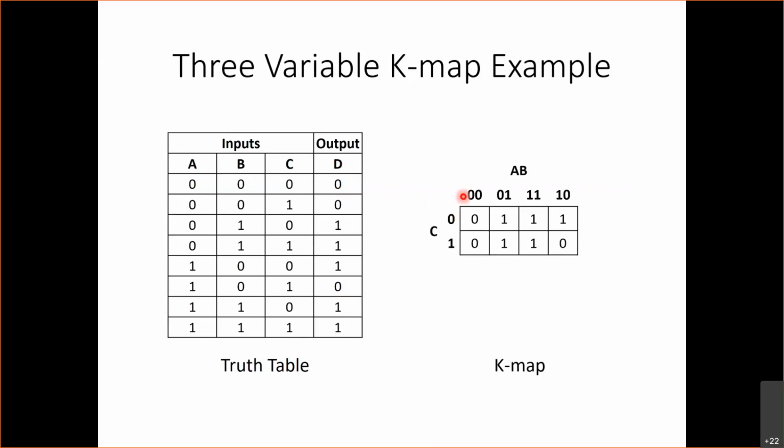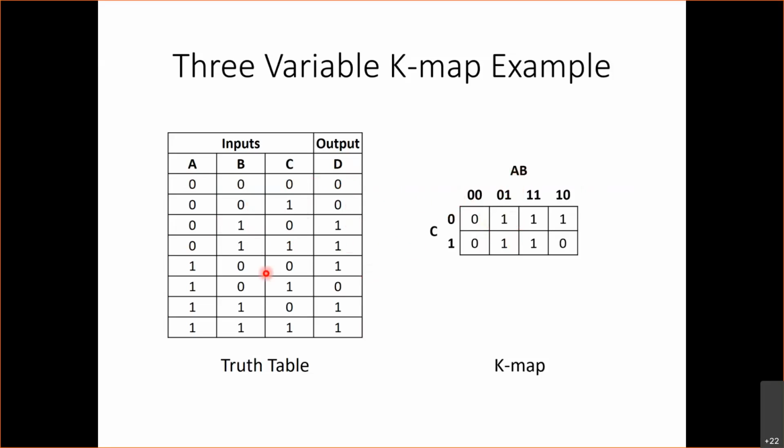So here A and B are 0, 0. When C is 0, D will be 0, and when C is 1, D will be 0. So we're going to put a 0 over here and a 0 over here. And then when A is 0 and B is 1, when C is 0, we'll have a 1, and when C is 1, we'll have a 1. So we're going to put a 1 and a 1 over here.